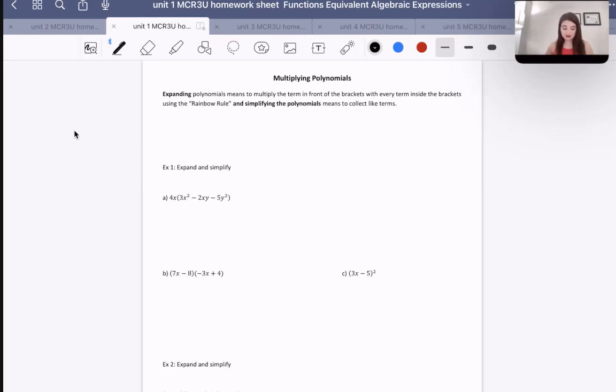So to do this, it says expanding polynomials means to multiply the term in front of the brackets with every term inside the brackets using the rainbow rule, also known as distributing or the distribution rule, and simplifying the polynomials means to collect like terms. We already discussed collecting like terms, and we also already did a little bit of that rainbow rule of that distribution back in the last lesson when we did subtraction, right?